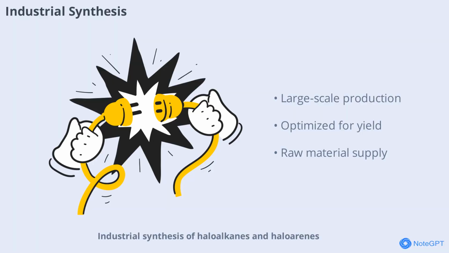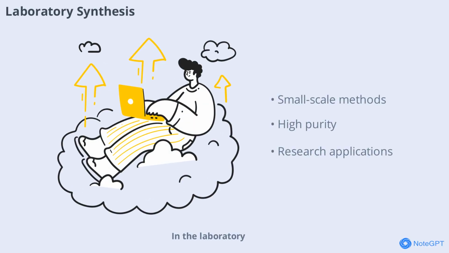Industrial synthesis of haloalkanes and haloarenes involves large-scale reactions under controlled conditions. Processes like chlorination of methane or bromination of benzene are optimized for yield and safety. These industrial methods supply the raw materials needed for pharmaceuticals, plastics, and other products, demonstrating the practical importance of these compounds.